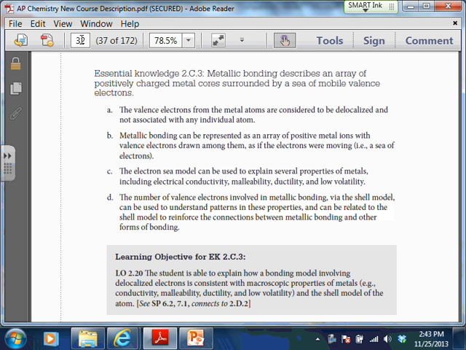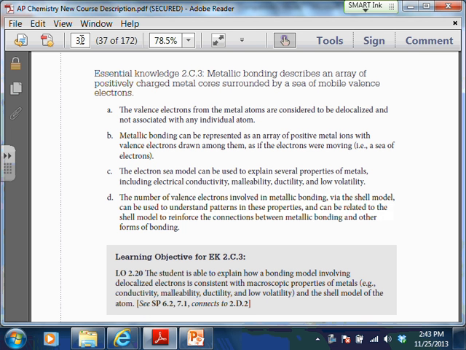That can explain a lot of properties of metals, which I already talked about, like why they conduct so well. Malleability means they bend without breaking when you hit them. Ductility means you can draw it into a wire, so you can pull it really long before it breaks. And low volatility means metals don't tend to evaporate at room temperature. That's because the electrons have a high attraction for the metal cores.